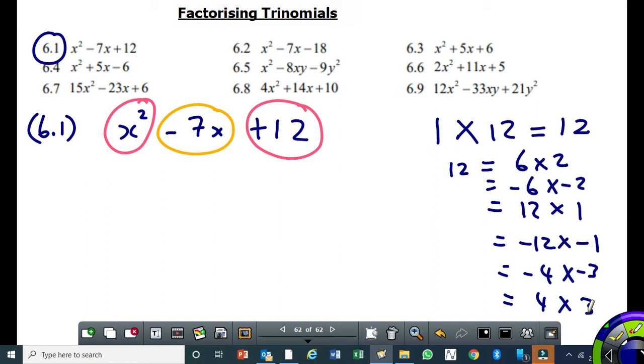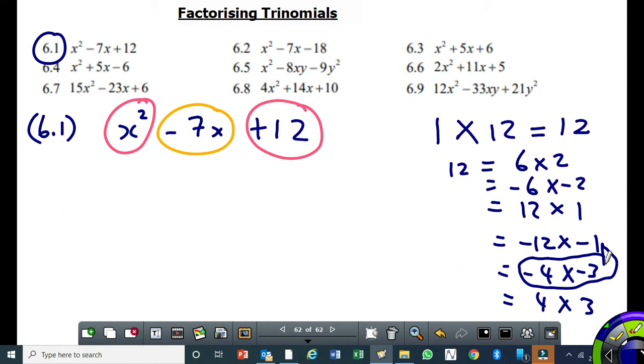Are you following that? Now the question will be, which two factors among these combinations are such that if you add those two, they give you a negative 7? It's negative 4 and negative 3. Is there another combination? No. So this one here will be the best combination of factors.